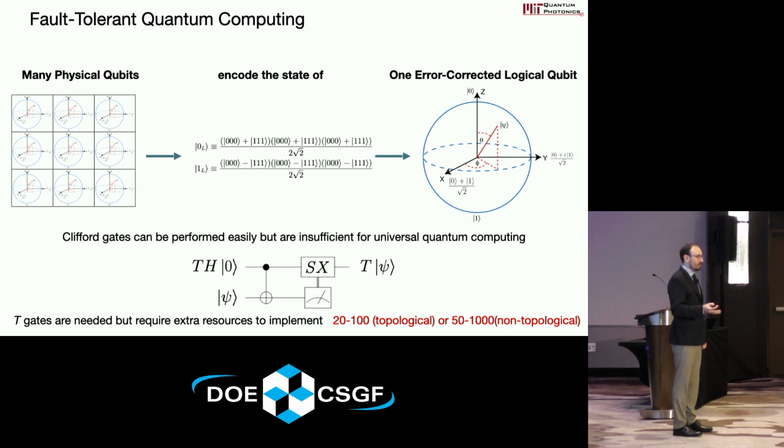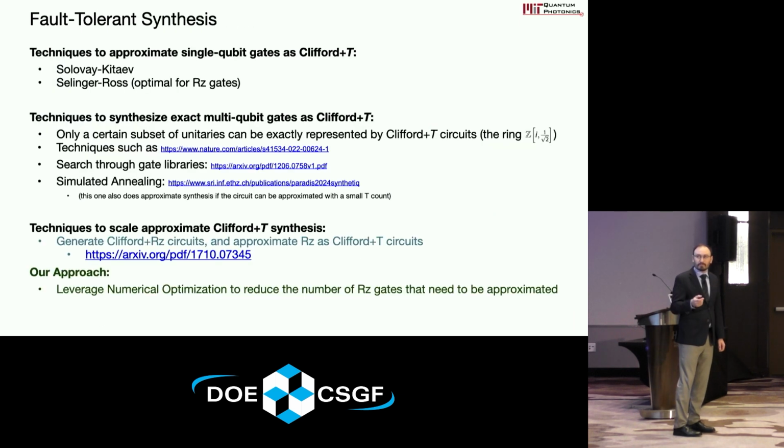But magic state distillation is a costly process. It takes about 20 to 1,000 times as many resources in terms of working space qubits and runtime as it takes to do a Clifford gate directly on an error-corrected qubit. And so for fault-tolerant synthesis, we really want to minimize the number of T gates, and we actually don't care as much about the CNOT gates because CNOT is a Clifford gate and can be done directly.